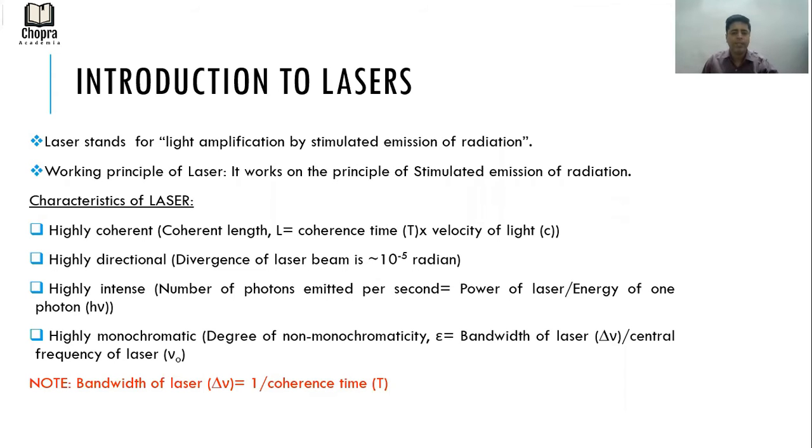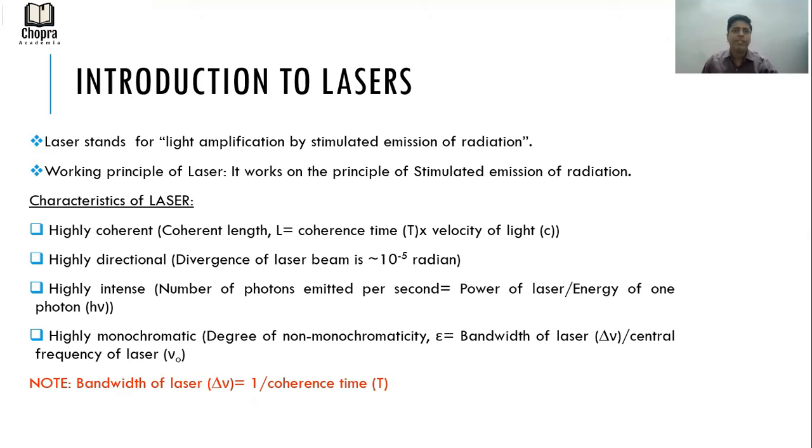Nu is the frequency. Next, lasers are highly monochromatic in nature. Highly monochromatic means that if the laser beam is, say, 650 nanometers, then there will be very little spread around 650 nanometers. Say it will be something like 640 to 660 nanometers. There will be the highest intensity of the laser found at the center. That is why these are highly monochromatic in nature.